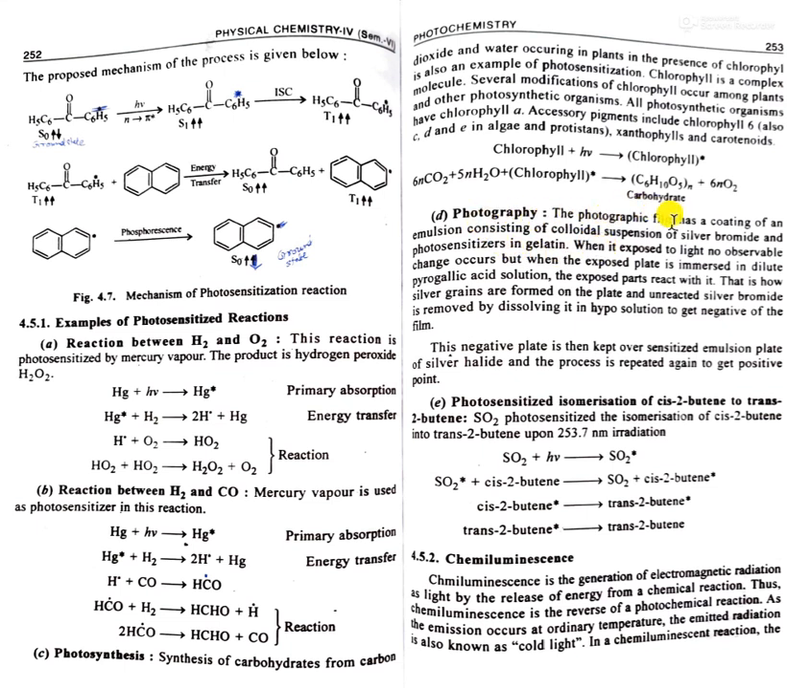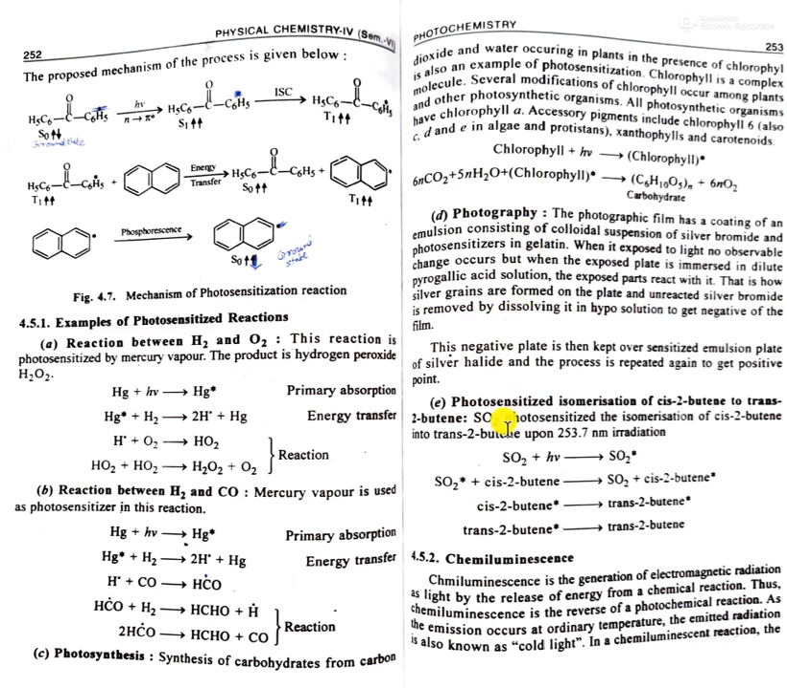Here also, photographic film has a coating of an emulsion consisting of a colloidal suspension of silver bromide and photosensitizers in gelatin. So when this is exposed to light, no observable change occurs, but when the exposed plate is immersed in a dilute pyrogallic acid solution, the exposed parts react with it. So this is how silver grains are formed on the plate, and the unreacted silver bromide is removed by dissolving it in a hypo solution to get the negative of the film. So this is also an example of a photosensitized reaction.